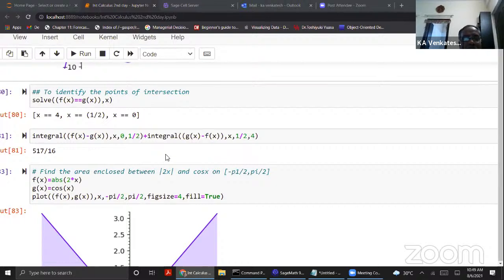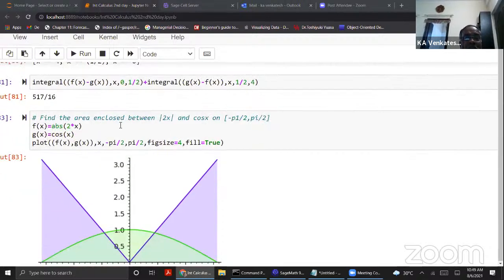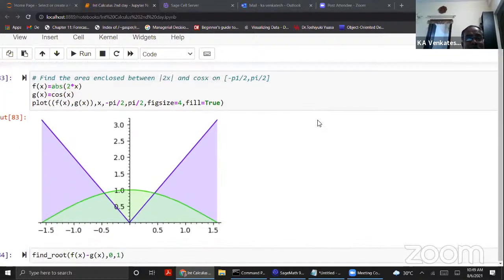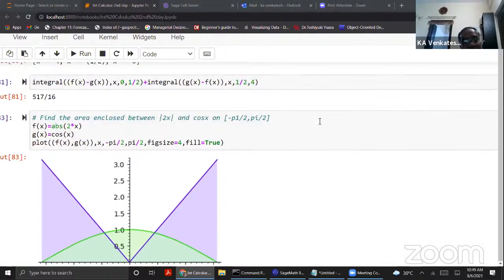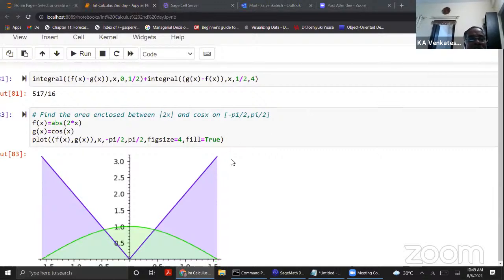The next problem is to find the area enclosed between the absolute value of 2x and cos x, where the interval is given as minus pi by 2 to pi by 2. So this is what is there. When you draw the graph, you look, the curve is better. When you go to the classroom with this approach, obviously students also feel the graph looks good, and they also know which curve is above the other, easily visualized. So then they can solve easily.